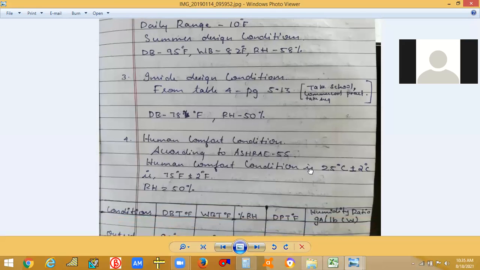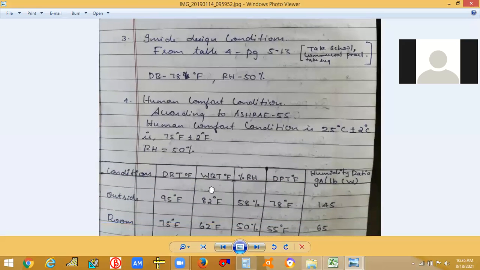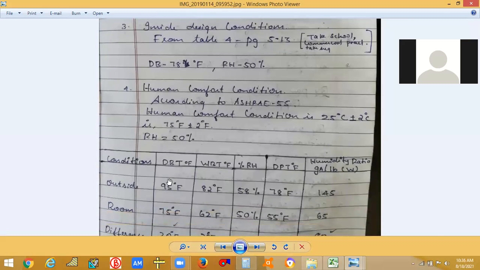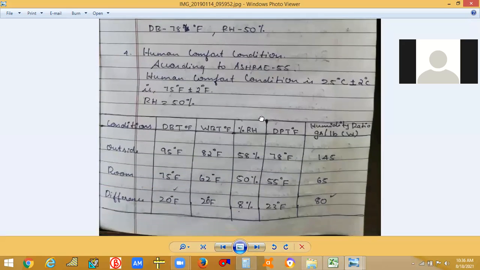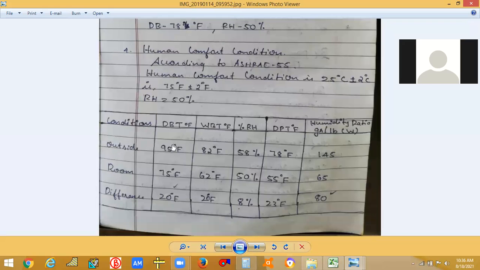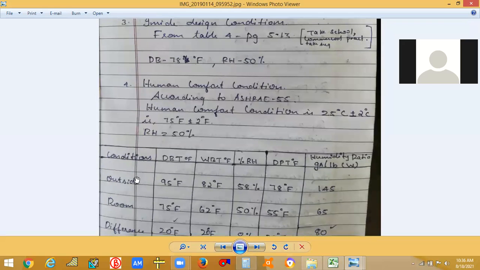And the other input values that we have are the conditions, outside and room temperature. Outside, we could get it from the graph or even from the psychrometric chart. All these values, we know the outside temperature is 95 degree Fahrenheit, wet bulb is 82 degree Fahrenheit, we have already found it, right? 95, 82, RH 58 and all. So you write all those conditions here. These are input values, okay?